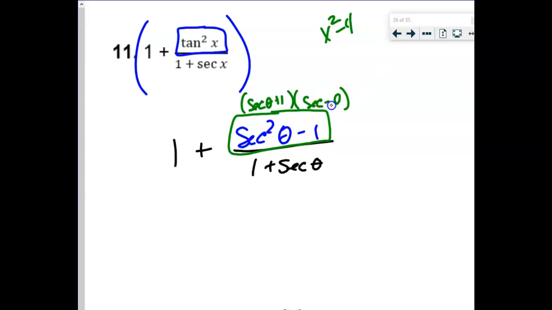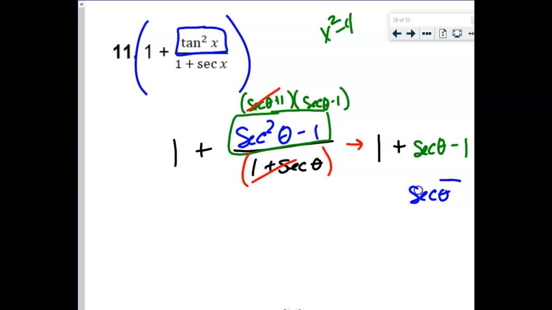I'm going to keep recording even though the bell's about to ring, because look what happens. With these factors, the 1 plus secant, secant plus 1, those cancel. And you end up with 1 plus, there's no more multipliers or dividers, so I'm just going to write that, secant theta minus 1. And then children, 1 minus 1, those will cancel. Y'all get a secant.